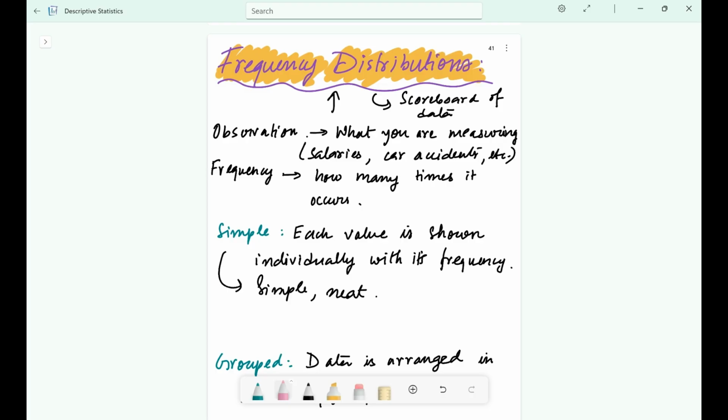Today, we are diving into one of the most important and useful concepts in statistics, which is frequency distribution. Let's make this fun, simple, and full of examples that you can actually relate to. Let's start with what is frequency distribution?